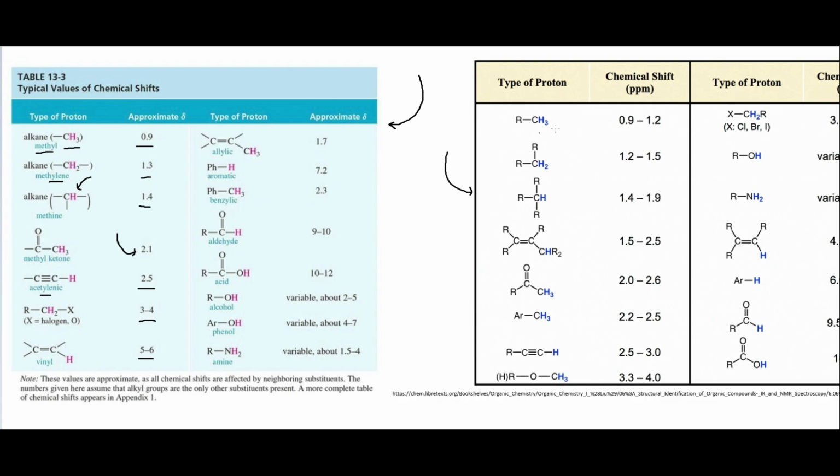So this one, the terminal one right here, instead of just 0.9, they say it's between 0.9 and 1.2. This methylene group is between 1.2 and 1.5. This one is 1.4 to 1.9. So we see we get some different numbers. They're all in kind of the same ballpark, but you do see that they give different numbers on a lot of these tables.